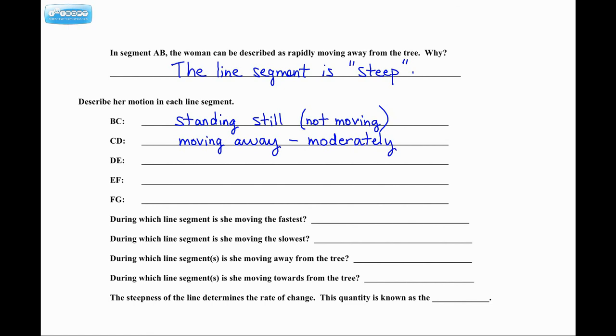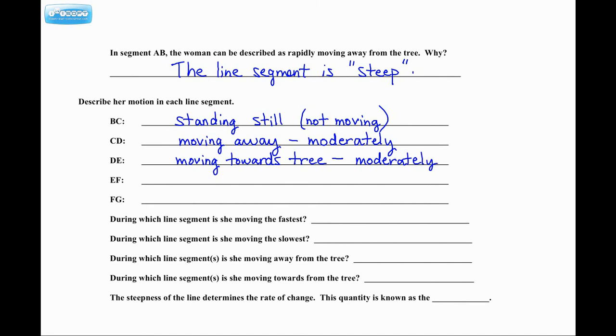D to E. Well, notice how the graph now is going down as time moves forward. So that means her distance from the tree is getting smaller, which means she's actually turned around. So she's moving towards the tree. Roughly how fast is she going? Well, it's not as fast as it was in A to B. It's a little bit steeper than C to D, but I'll just say moderately. There's no specific numbers here. We're just giving a rough description of what's going on.